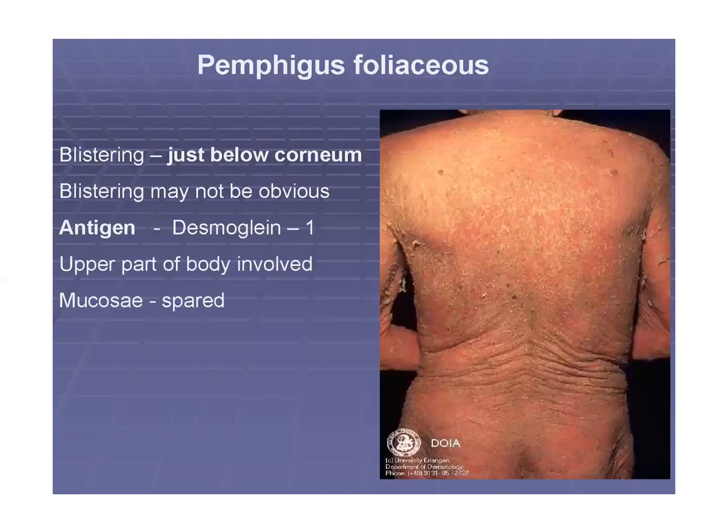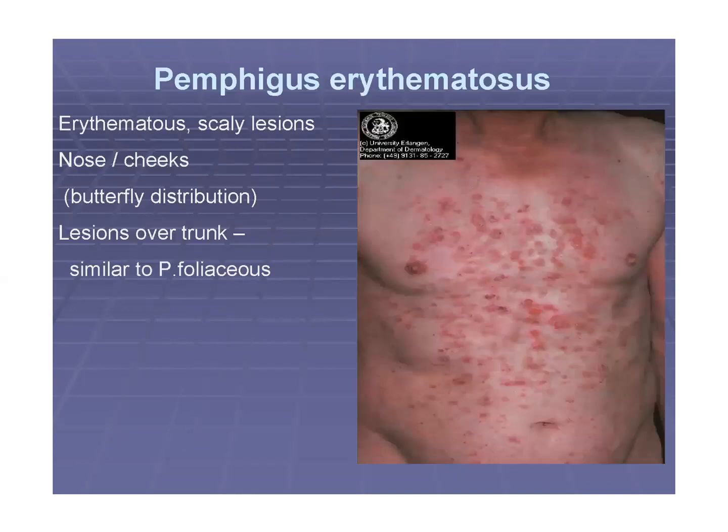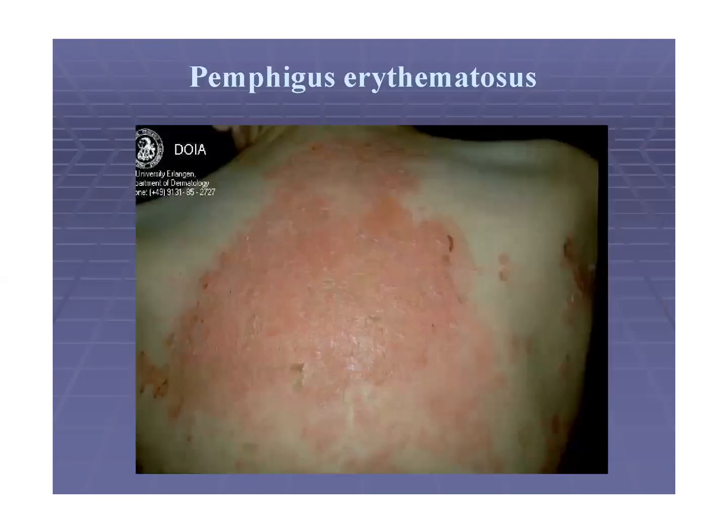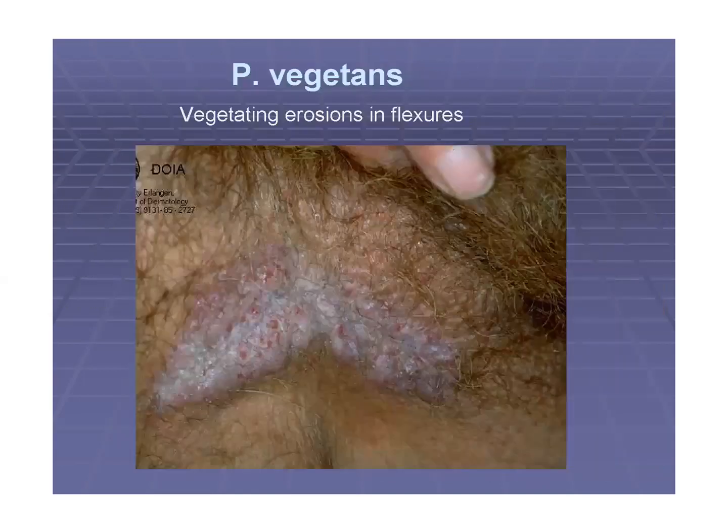Then pemphigus foliaceous. It is a type of pemphigus in which the level of split is just below the stratum corneum, so the blistering is not obvious, it's just scaling. In this type, the pathology is in desmoglein 1. Upper part of the body is involved and the mucosae are spared. Pemphigus erythematosus is an overlap between pemphigus foliaceous and lupus erythematosus. Lesions are erythematous and scaly, on the nose and cheeks in a butterfly distribution, and the lesions over the trunk are similar to pemphigus foliaceous. This is pemphigus erythematosus.